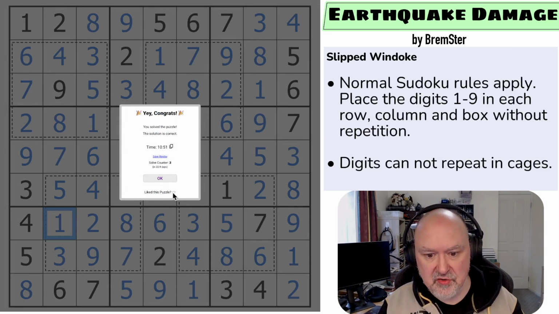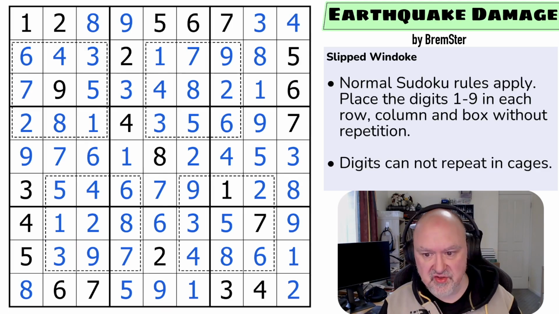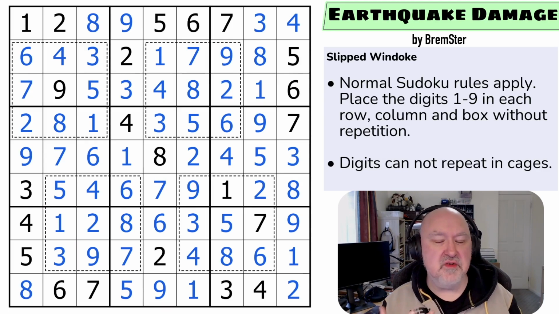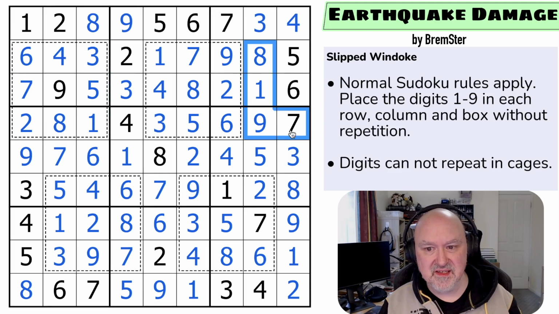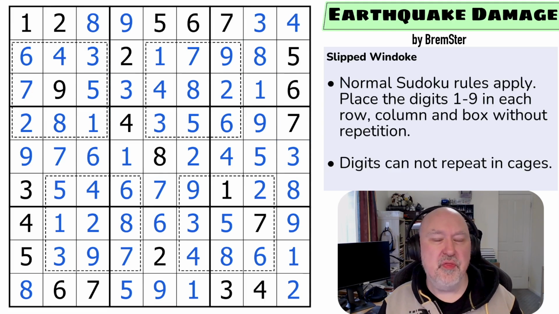And that is how you solve Earthquake Damage, the Slipped Windoku. I couldn't tell if this was an easier way to get into the concept of Windoku because you really only had these little bonus regions, but I thought it was an interesting concept of playing with the cages. I don't know. I'll let other people provide feedback about whether this is something I should explore a little bit more. I had fun setting it, and that's what matters to me.